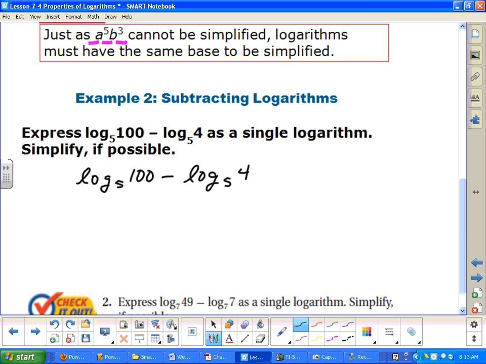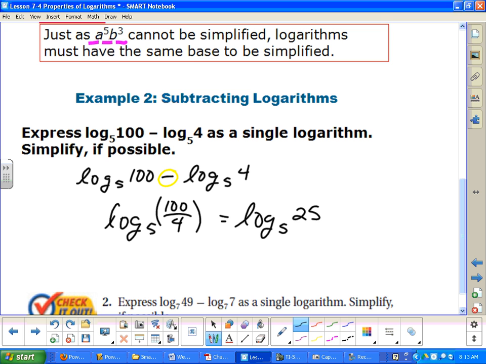So since I'm subtracting here, that means it's the quotient property. So that tells me that I have log, still base 5, that doesn't change. But I'm going to do 100 divided by 4. So the log base 5 of 25, and that equals 2.